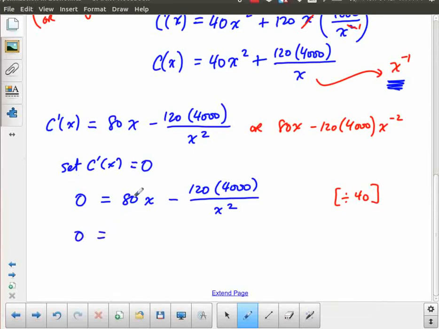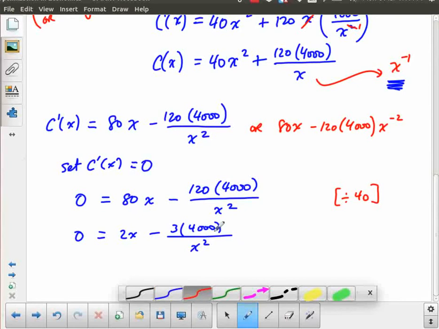When I divide 80 by 40, that gives me 2, so that becomes 2x. And when I divide 120 by 40, that gives me 3. So now I get 3 times 4,000, which I thought of writing as 12,000 there, but I'm not going to. The next thing I'm going to do, I realize I could have done this in one step, is divide everything by 2.